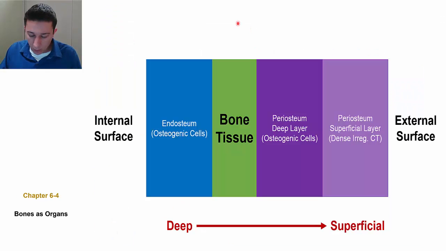So just to recap that, what we're looking at is that bone tissue is essentially surrounded by two very thin layers of osteogenic cells. That is, the endosteum is a thin layer of osteogenic cells, and the deep layer of the periosteum, which makes up the superficial covering of bone tissue. These are both made out of osteogenic cells, and so we have stem cells of bone in very close association with the bone tissue itself. And then the most superficial layer of the periosteum is a layer of dense irregular connective tissue that provides a good tough anchoring point for muscles and tendons and nerves and blood vessels.